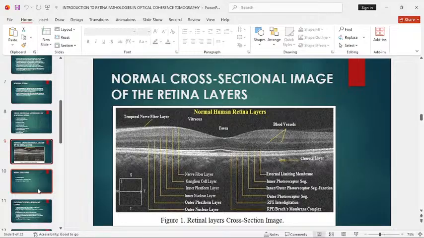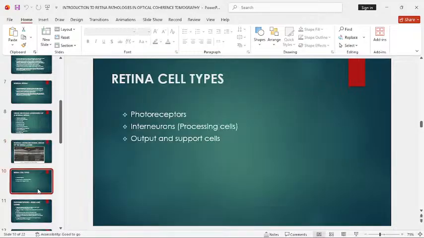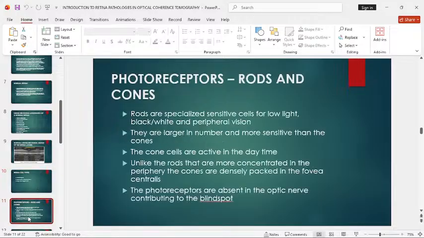So let's look at the retinal cell types. There are three cell types. We have the photoreceptors, we have the interneurons, which we also call the processing cells, and then we have the output and support cells. So let's look at the photoreceptors. The photoreceptors are made up of the rods and cones.